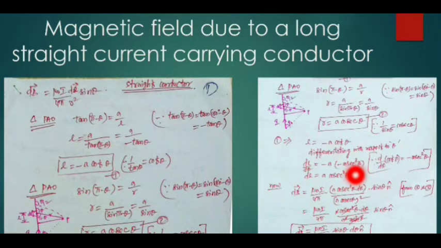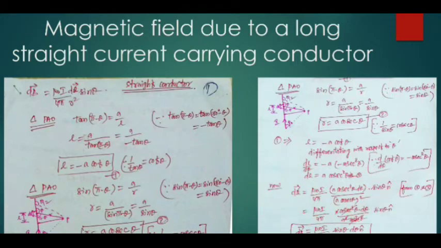So substituting into this equation number 3, I can get the dB vector, which is equal to mu naught I divided by 4 pi, and a cosecant square theta into d theta, divided by a cosecant theta whole square into sine theta, into r cap. Okay, so I am simplifying. Here a square, a cancels, a remaining, and here cos square theta cancels.